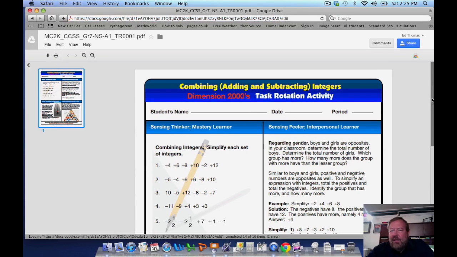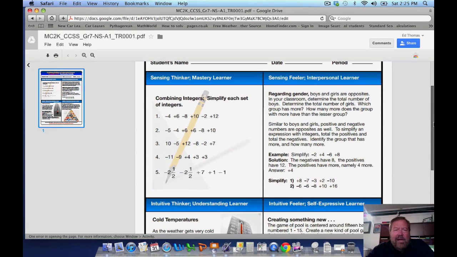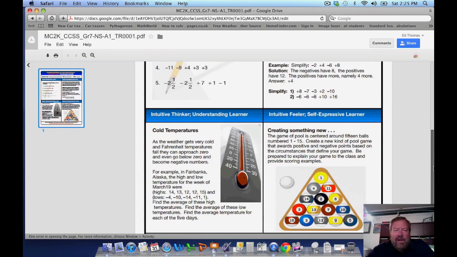And let's take a look. So for the mastery, we have kids combining positive and negative numbers. For the understanding piece, we're actually reporting high temperatures and low temperatures in Fairbanks, Alaska, and the kids are having to compute the averages of those numbers.